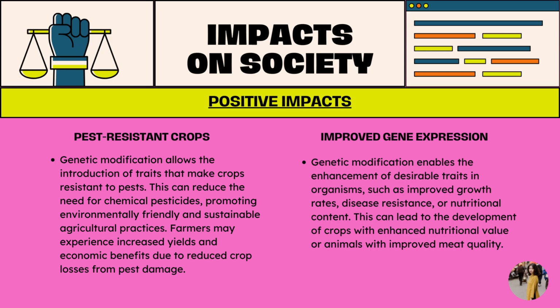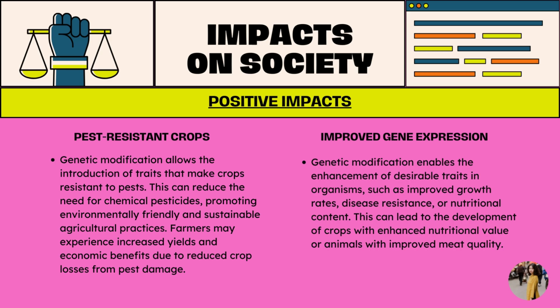So, what are several pros of genetic modification? First, we have pest-resistant crops. Genetic modification allows the introduction of traits that make the crops resistant to pests. This can reduce the need for chemical pesticides, promoting environmentally friendly and sustainable agricultural practices. Farmers may experience increased yields and economic benefits due to reduced crop loss from pest damage.